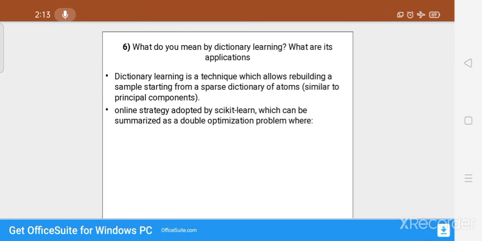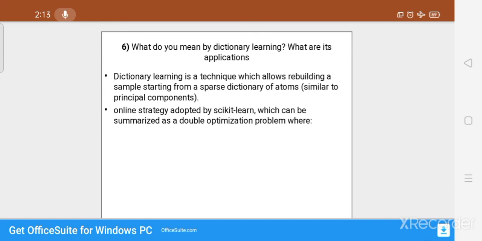Now the next point is dictionary learning and its application. A question can be asked on that point like this: what do you mean by dictionary learning and what are its applications? So what is dictionary learning? It is a technique which allows rebuilding a sample starting from a sparse dictionary of items.